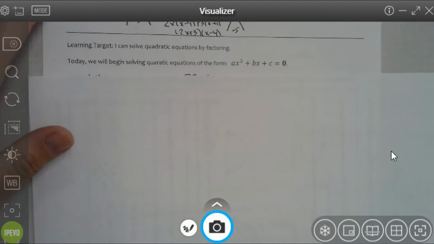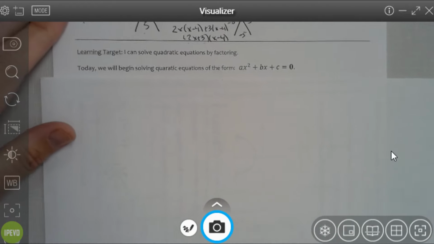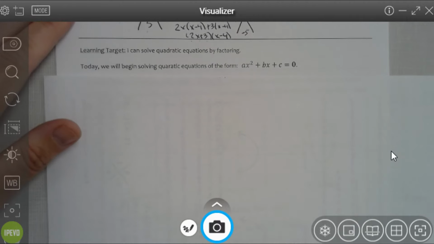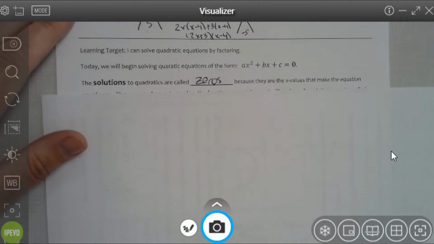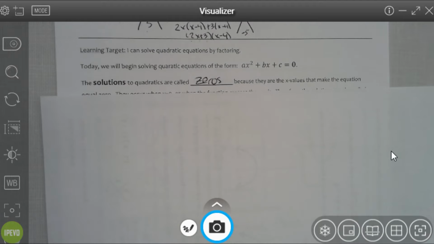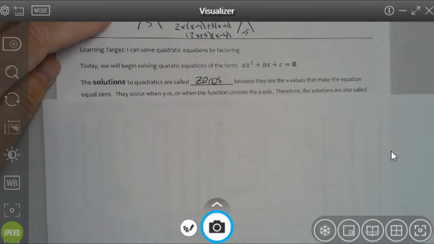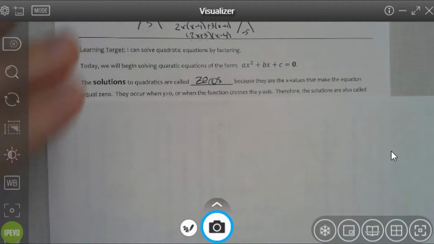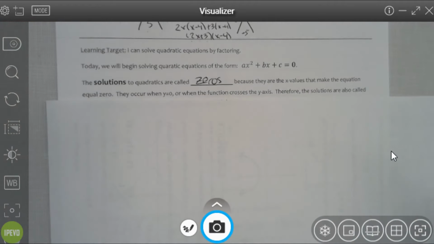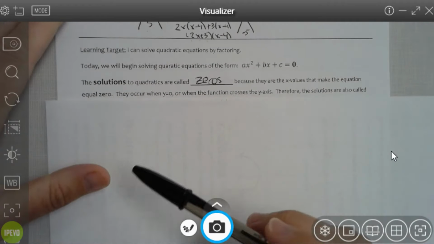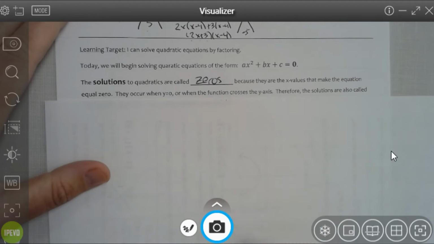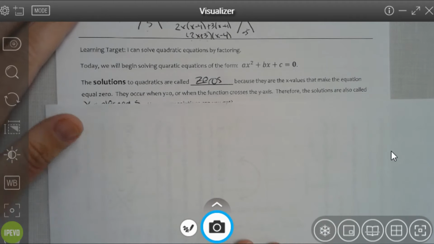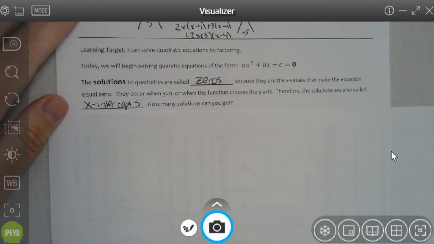Our learning target today is that you can solve quadratic equations by factoring. First, the solutions to a quadratic are called the zeros because they are the x values that make the equation equal to 0. So if I plug it into the equation and you hit equals in your calculator, you should get out 0. They occur when y equals 0, which is when the function will cross the x-axis, so we call them x-intercepts.